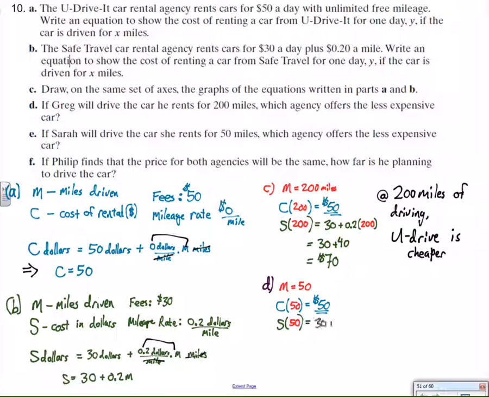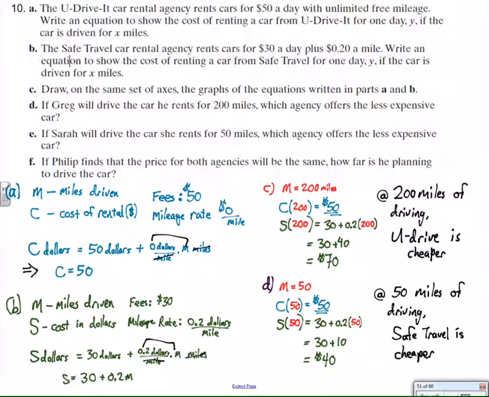All right, now what about 50 miles? Well, 50 miles will cost you $50, just like always at the first company. The second company will cost you only $40. So if you're only going to drive 50 miles, you want to ride with Safe Travel. It's not only cheaper, but by the definition, it sounds safer.